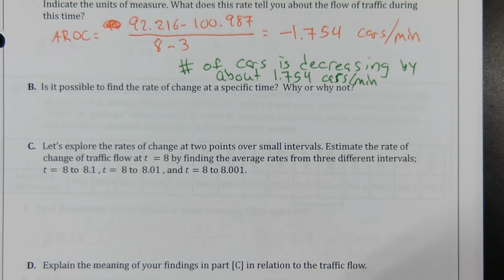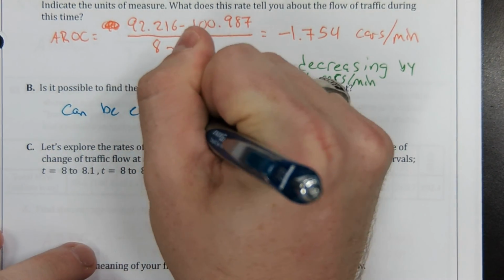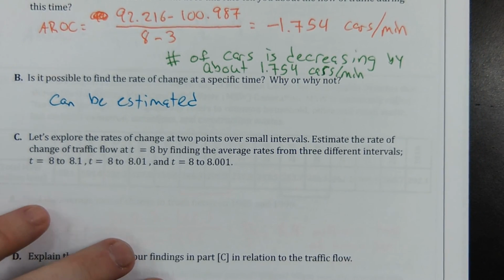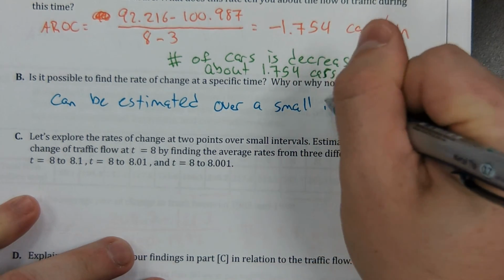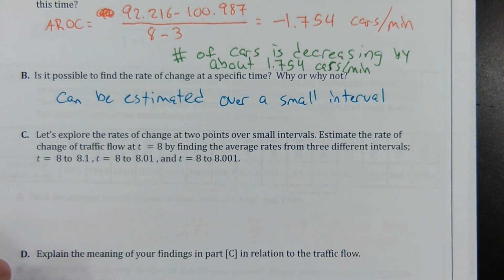Is it possible to find the rate of change at a specific time? Hey, guys, is it possible to find the rate of change at a specific time? Yes, you can estimate it if you use a very small window of time. Would it be instantaneous? That is at a single time, yes, but it can be estimated over a small interval. The reason we can't use this average rate of change idea for instantaneous is because it would make us divide by 0, because the two times would be equal.